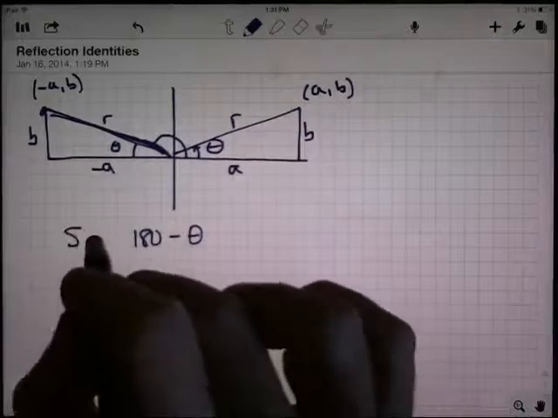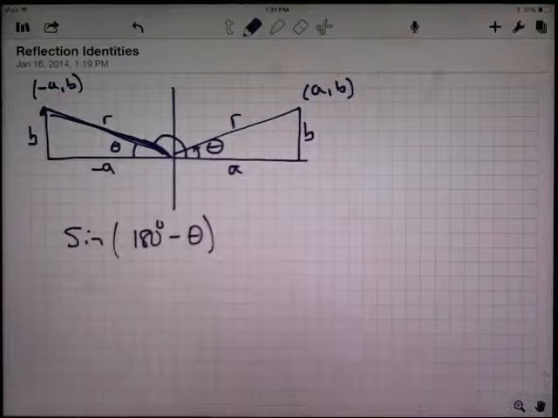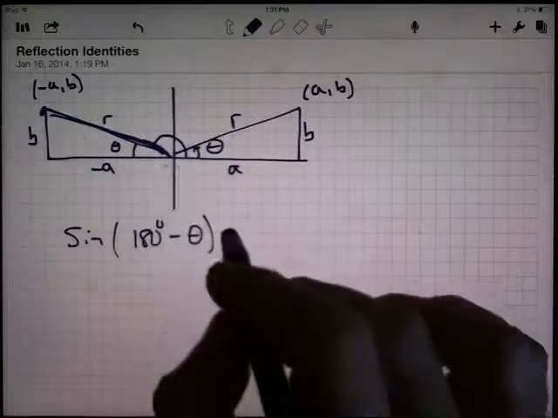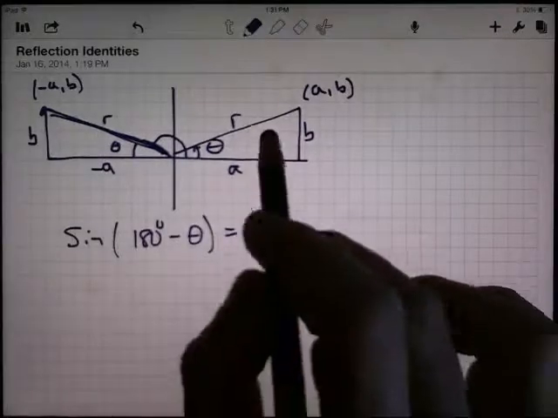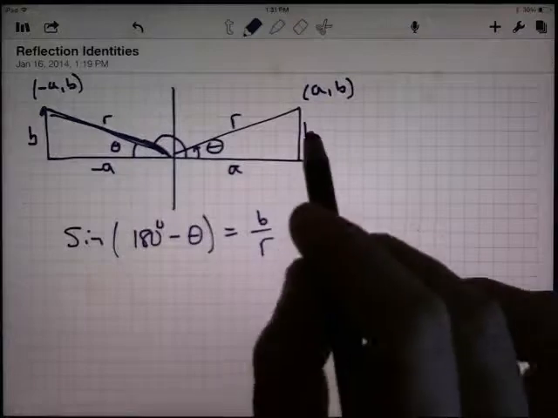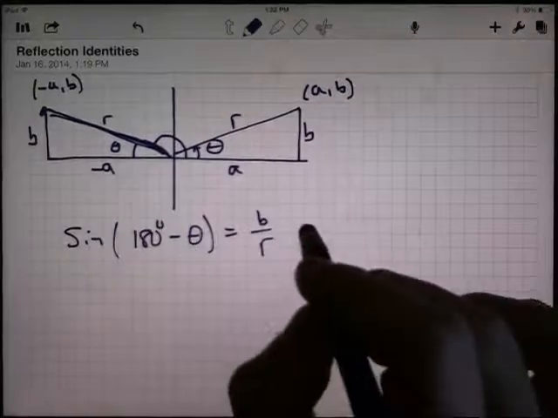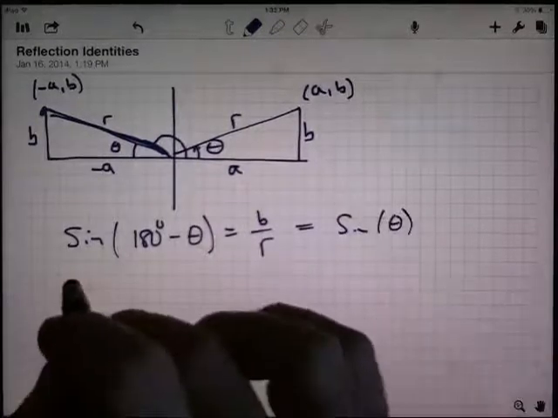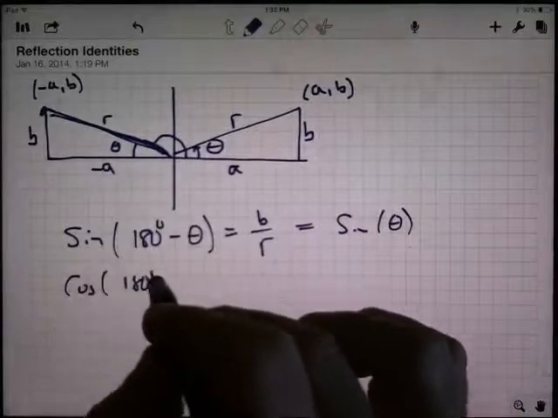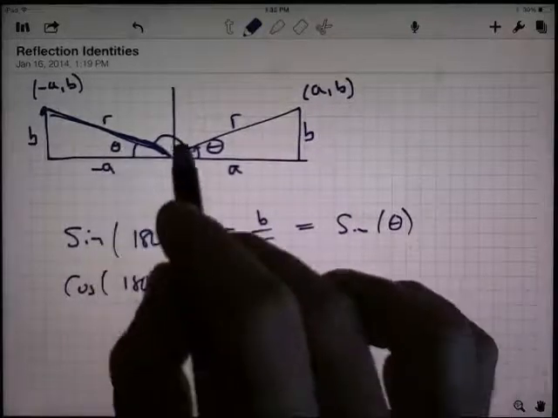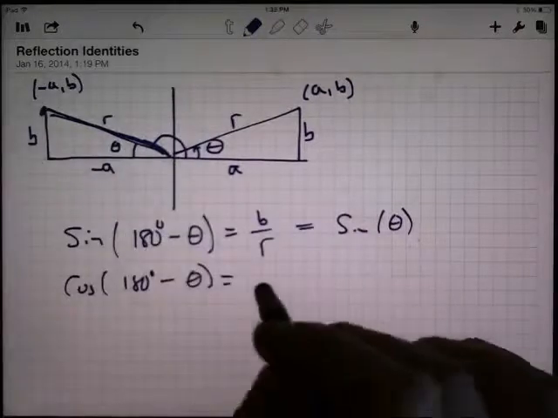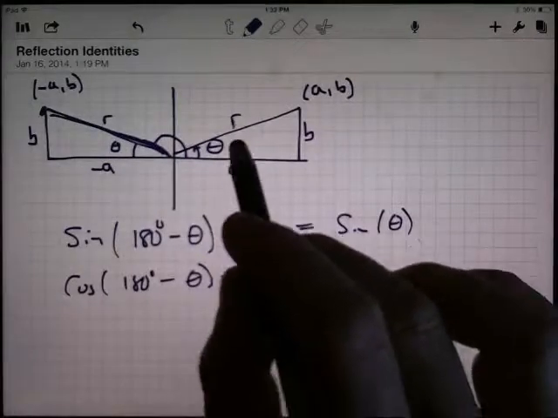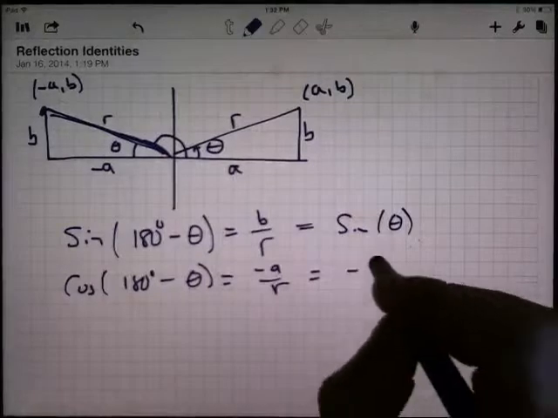So I want to know, what's the sine of 180 minus theta? Well, the sine would be the opposite over hypotenuse. That's b over r. How does that compare to theta? Well, for theta, b over r is the sine of theta. So the sine of 180 degrees minus theta is the same as the sine of theta. How about the cosine of 180 degrees minus theta? Well, the cosine would be the adjacent side over r. That's negative a over r. Well, for theta, a over r is the cosine of theta, so I've got that minus sign out in front.